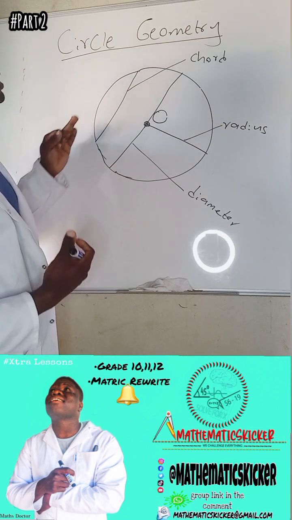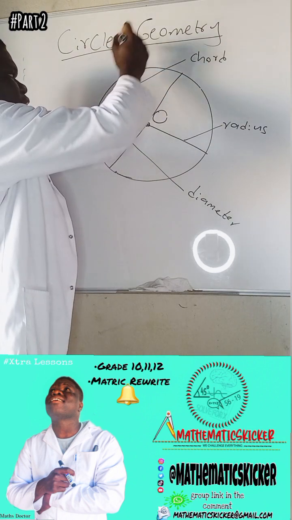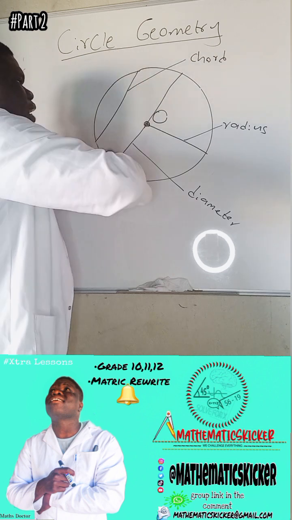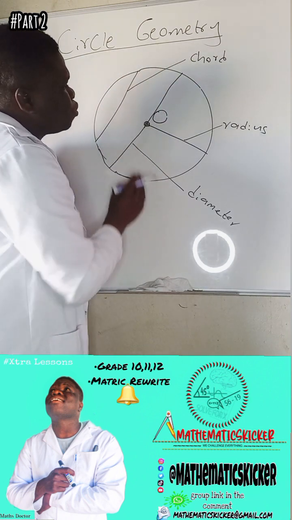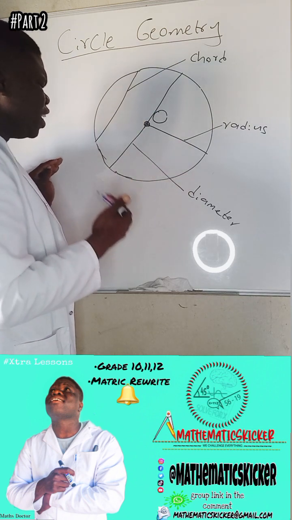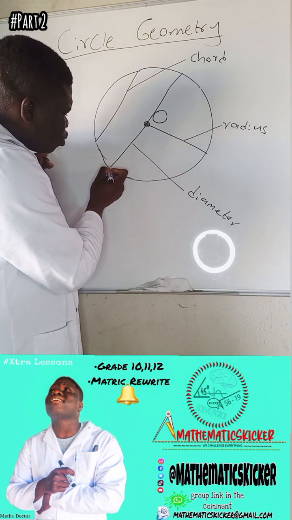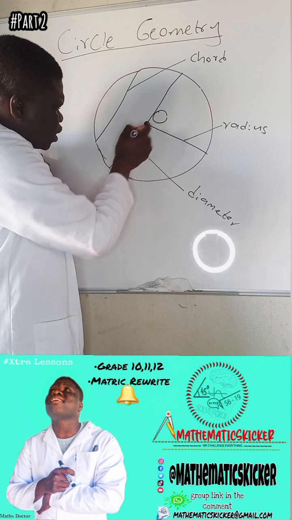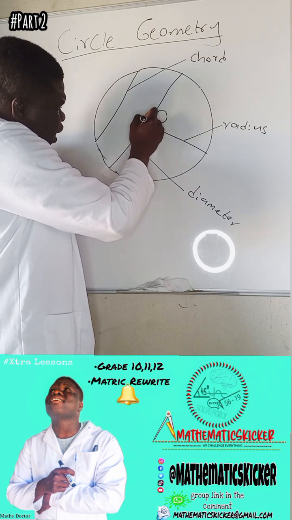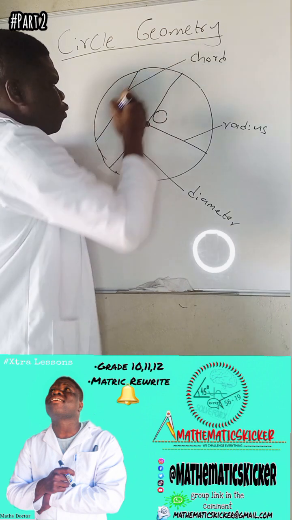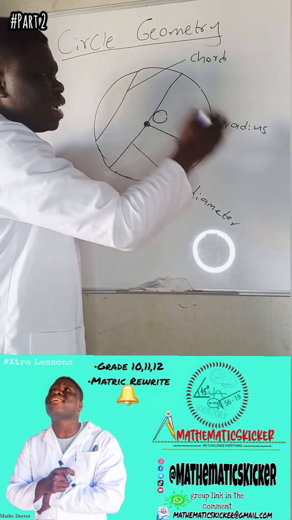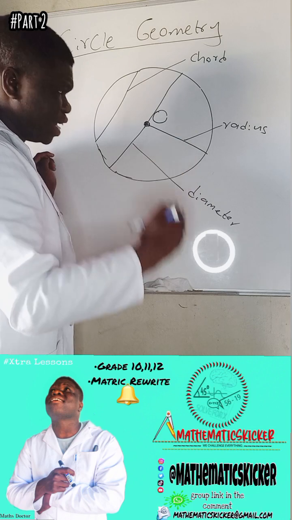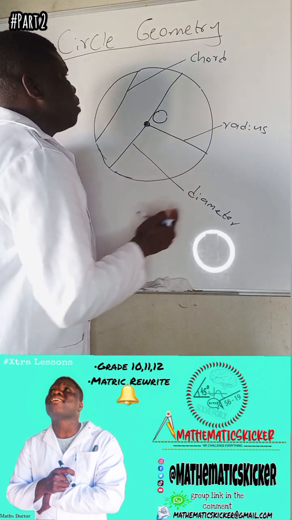It means a diameter is a chord, because a chord is any line drawn from the circumference to the circumference. But this one passes through the center. And in it, we have a line drawn from the center to the circumference, which is the radius. It means the diameter is 2 times the radius. It means the radius is half the diameter.